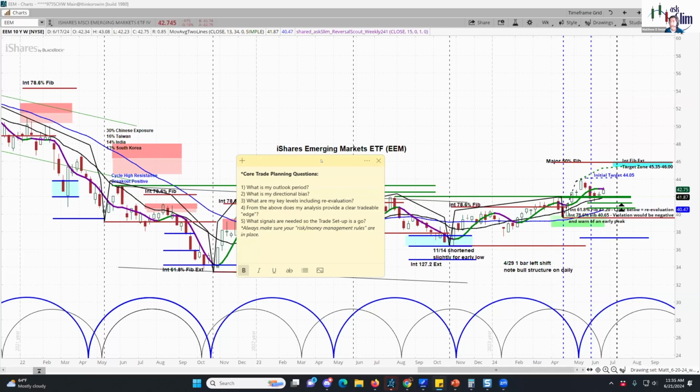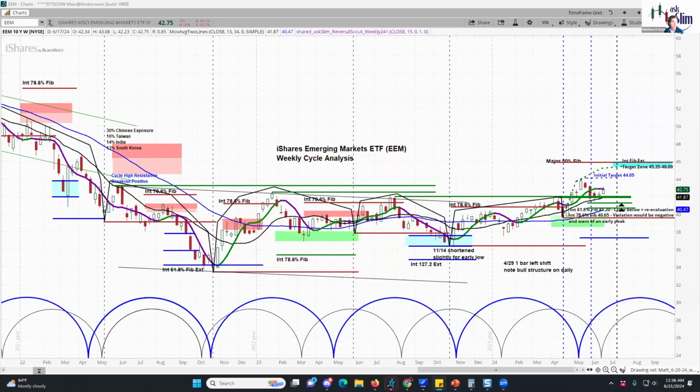Talk about directional bias, how do we identify that? Look at key levels, including reevaluation, so our upside, downside. And then from that analysis, do we have a clear tradable edge? If so, what are those signals that are required that would suggest that trade is a go? Obviously, and most importantly, making sure that your risk money management rules are always in place.